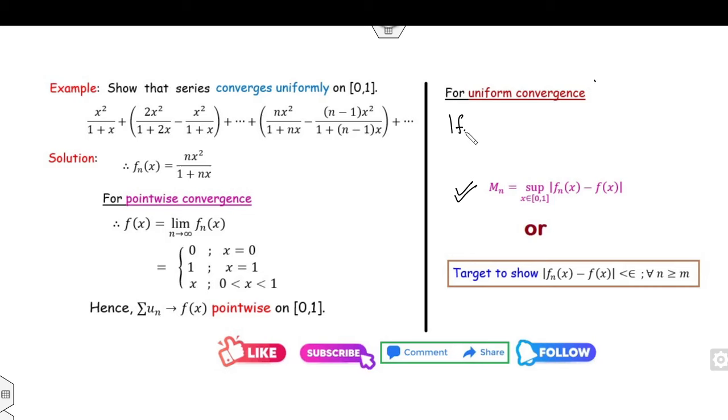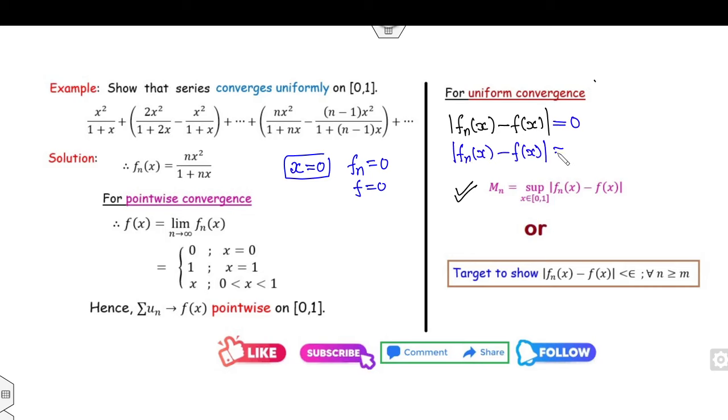Again, your target is to compute fn(x) minus f(x). Clearly, you have three different cases. The first case, when x is equal to 0: fn is 0 and f is 0, so this number is 0. Second case, when x is equal to 1: fn is n over 1 plus n, and f is 1. If you subtract them, the answer will be minus 1 over 1 plus n, that is, in absolute value, 1 over 1 plus n.